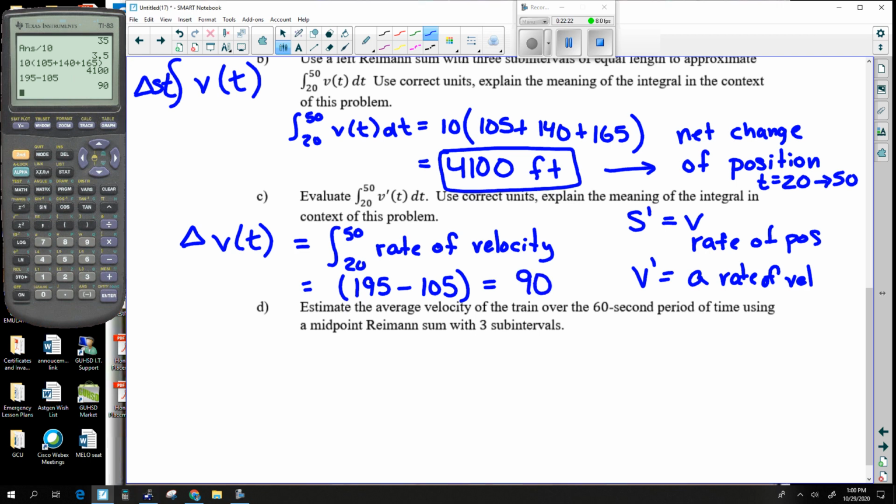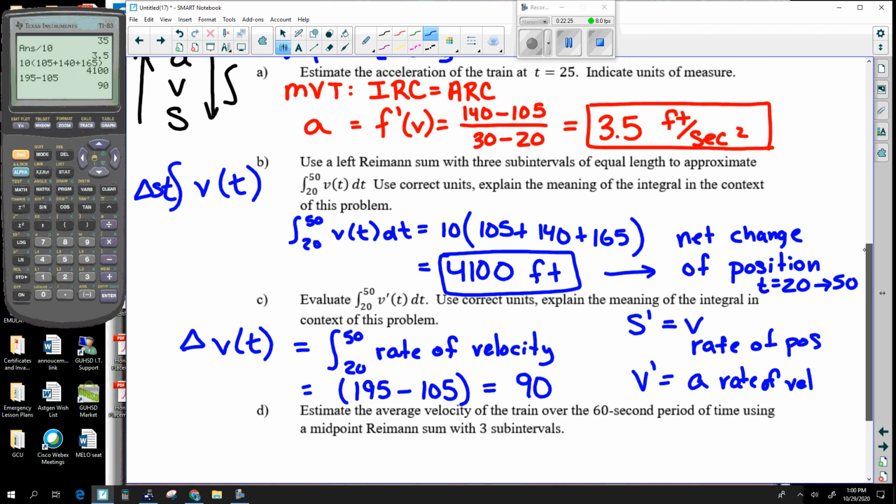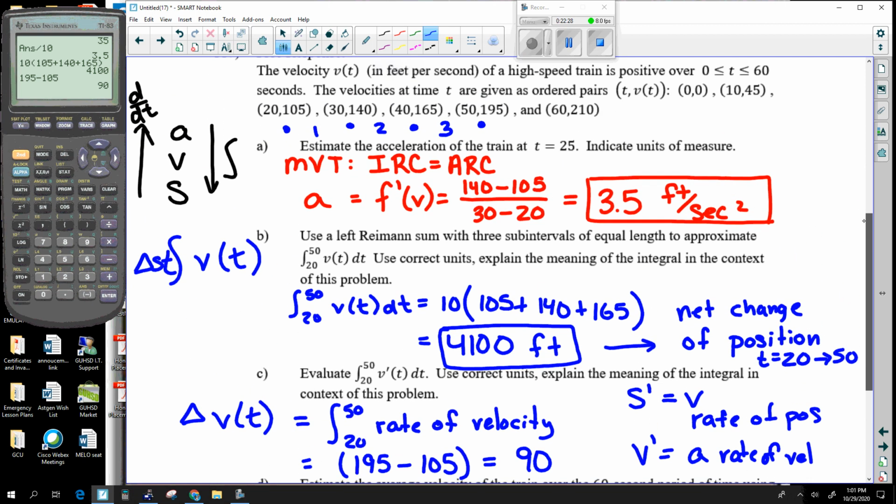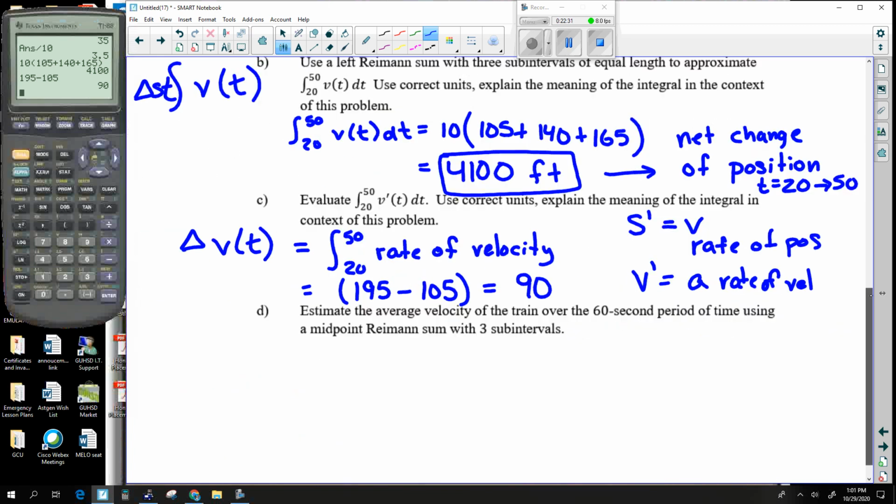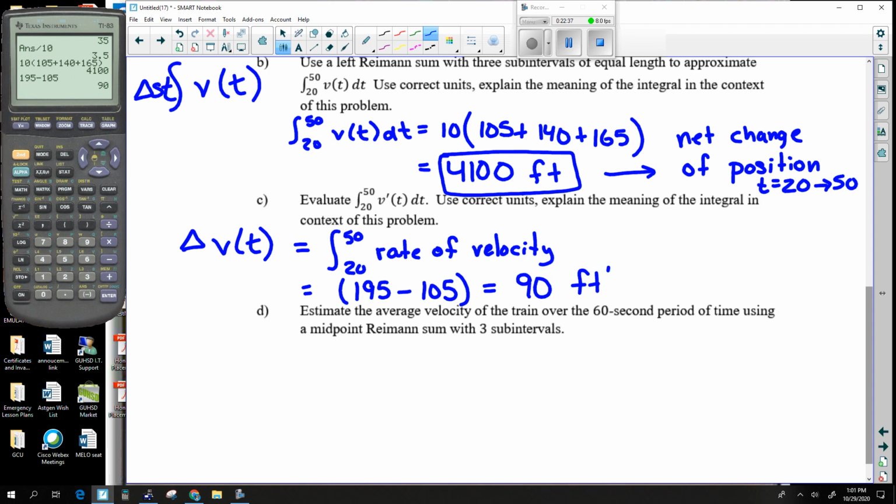Again, this is a velocity, so this is what? Feet per second. What is this? This is a net change of velocity. I think the book says it's like the average something. It's not the average. I think I even mirrored that on the answer key. It's not. It's the net change of velocity. That's what it is.